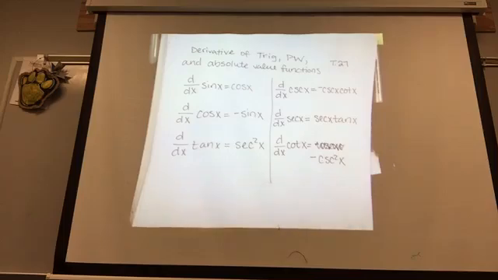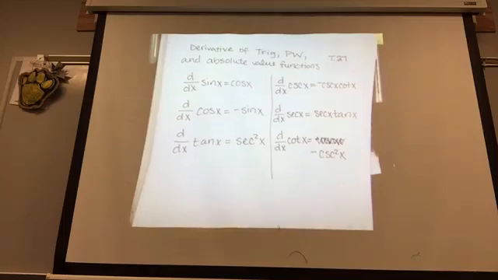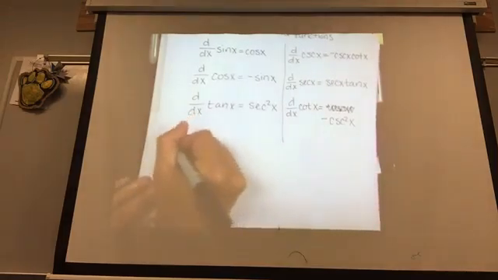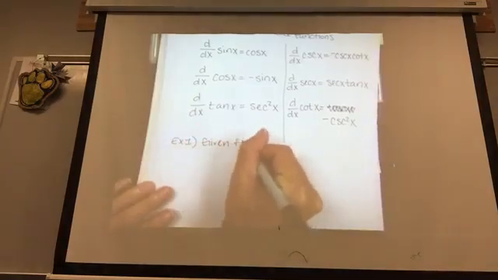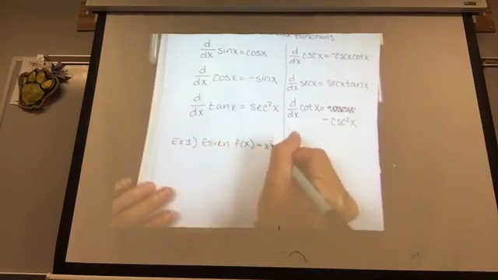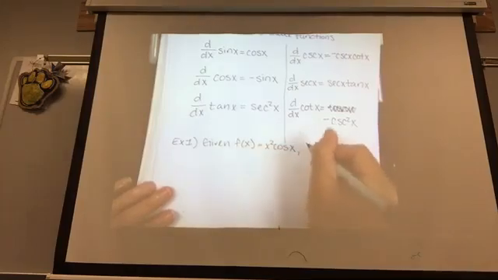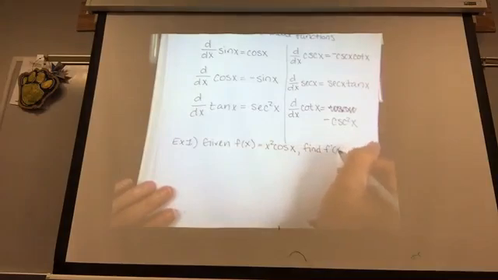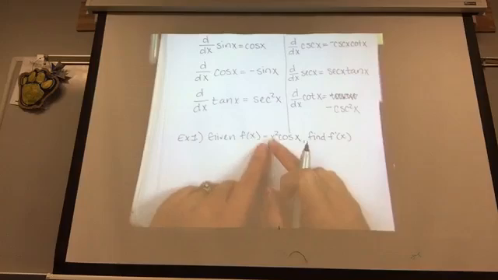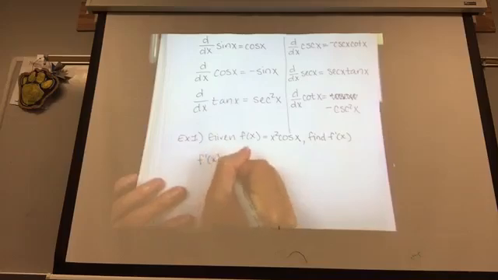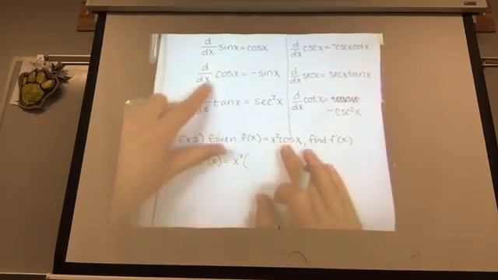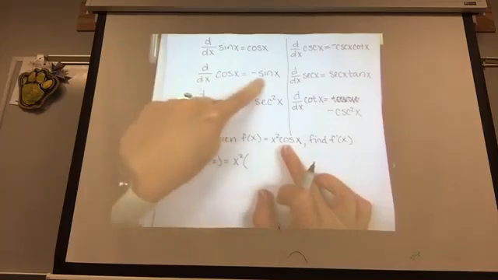Yes, that's right. Okay. So now, example. Given f of x equals x squared times cosine of x, find f prime of x. So I have x squared times cosine of x, so I have to use the product rule. So f prime of x will equal first times the derivative of the second. So if I look up here, what's the derivative of cosine of x? Negative sine of x.